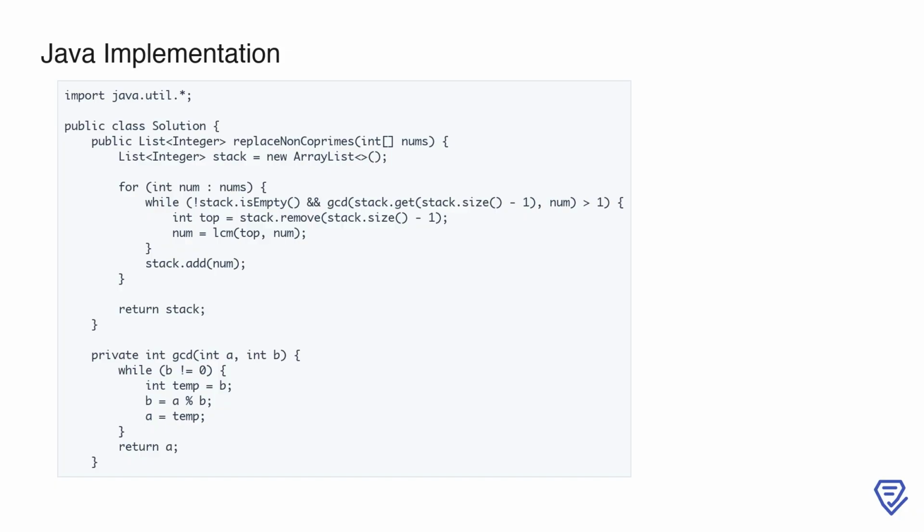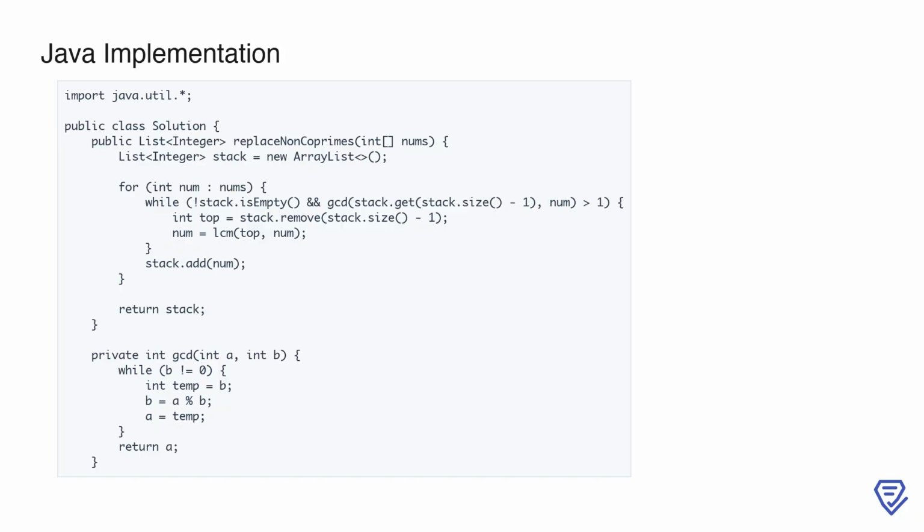For each number, we check if the stack is not empty and if the greatest common divisor, or GCD, of the top element in the stack and the current number is greater than 1. If this condition is true, it means the two numbers are not coprime, so we remove the top element from the stack and calculate the least common multiple, or LCM, of the two numbers. The result becomes the new number to process. This loop continues until the number is coprime with the top element of the stack or the stack becomes empty.